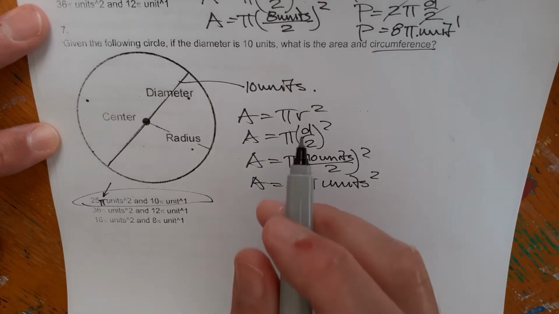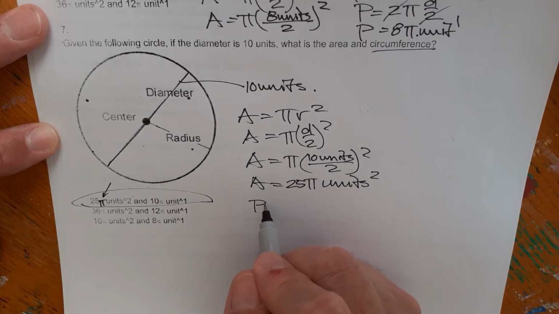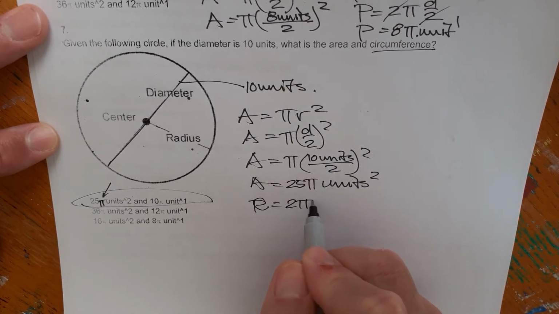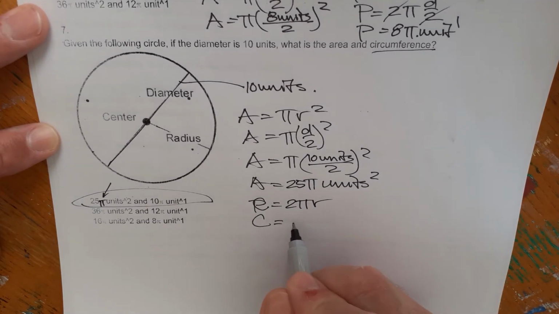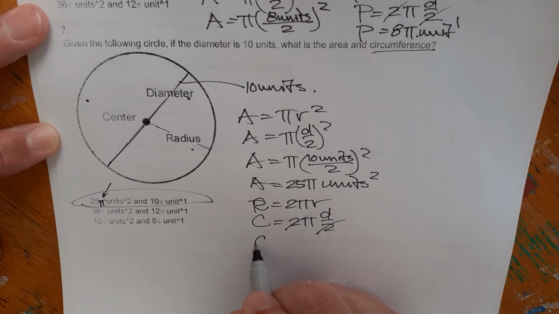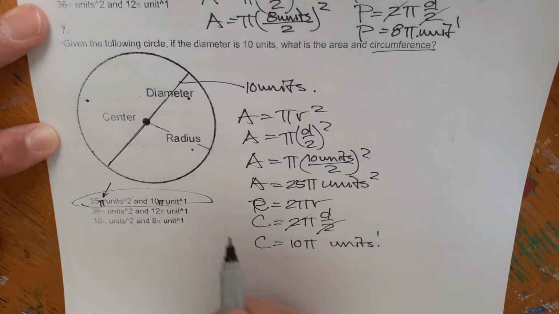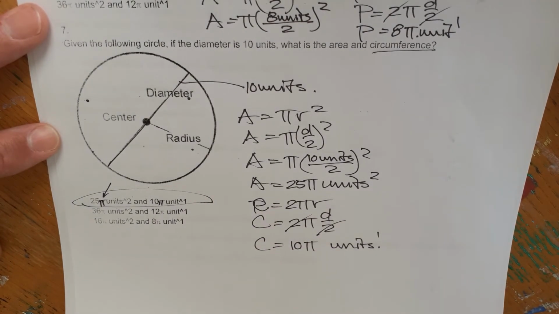And let's see perimeter. Perimeter is our circumference in this case. C equals 2 pi r. C equals 2 pi d over 2. Cancel, cancel. C equals d times pi. D is 10 in this case, so 10 pi units. And it is to the 1 power, so there's again a pi here that's fading out. Not printing very well right there.